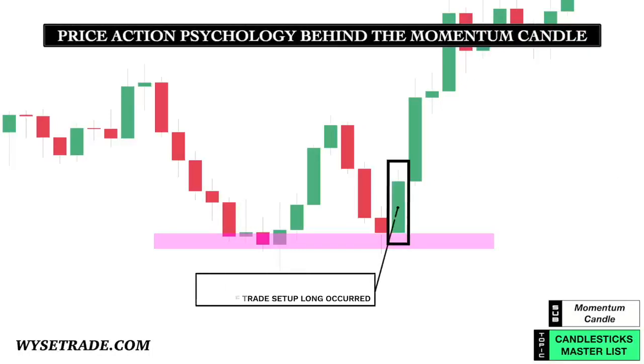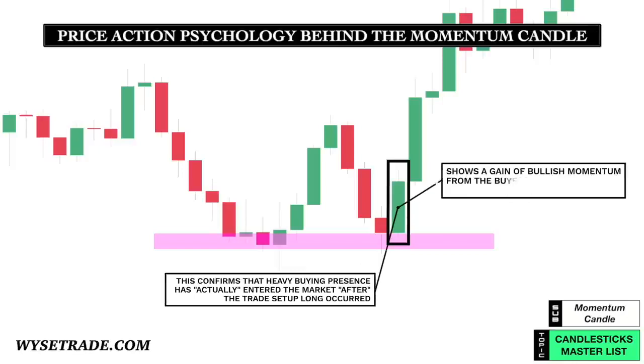The momentum candle confirms that a lot of buyers actually stepped into the market at the level, creating heavy bullish momentum and thus causing the massive momentum candle to form.